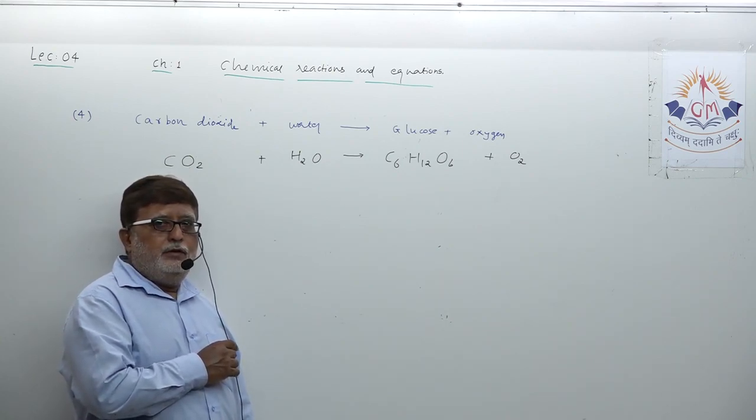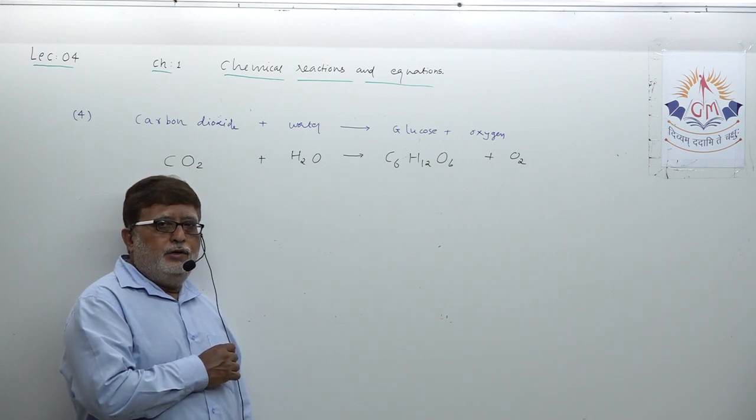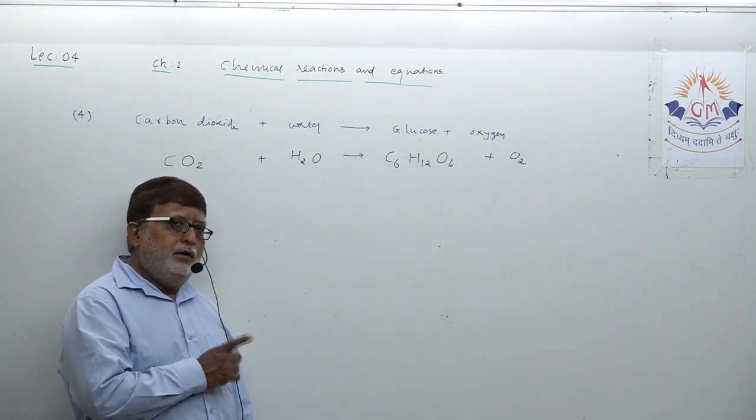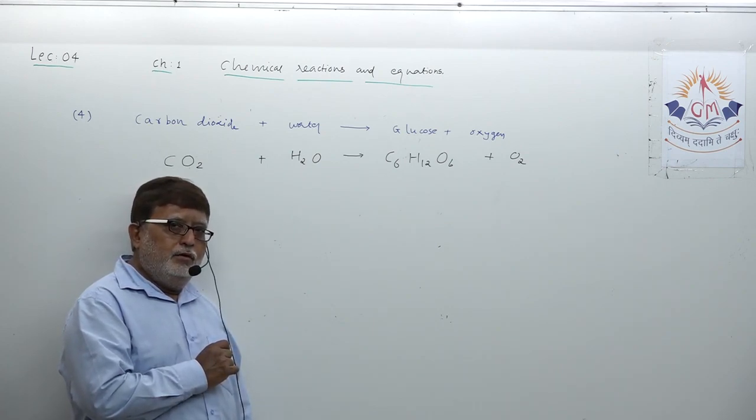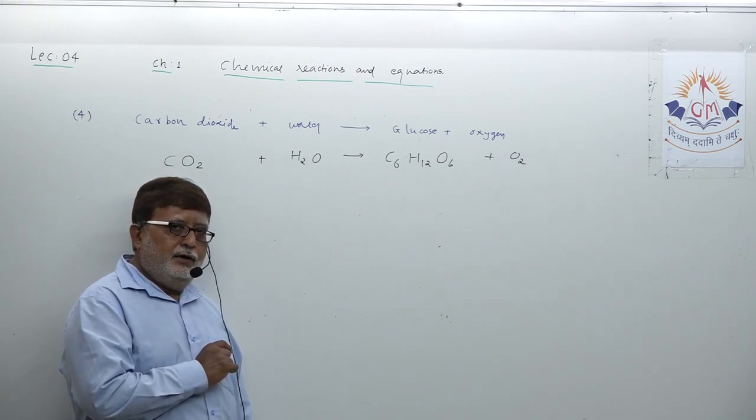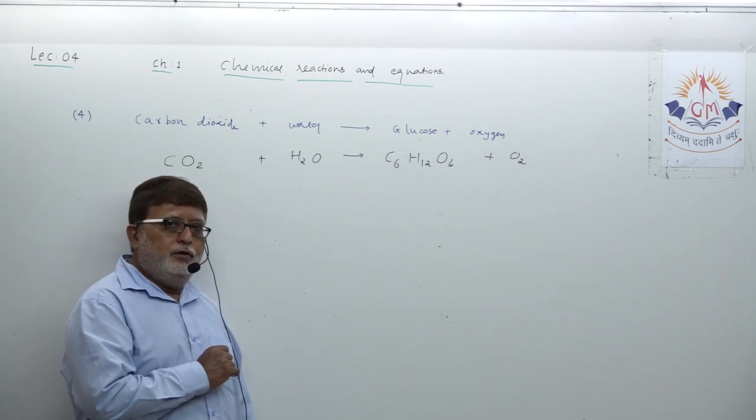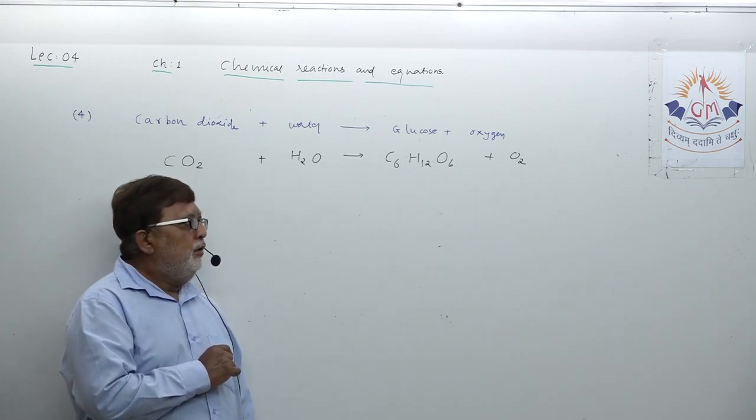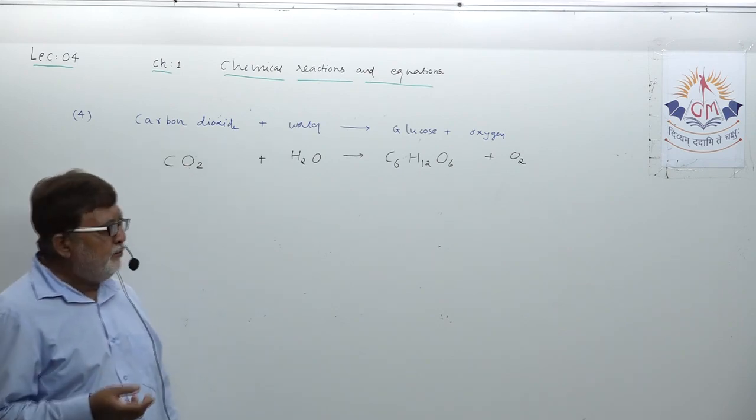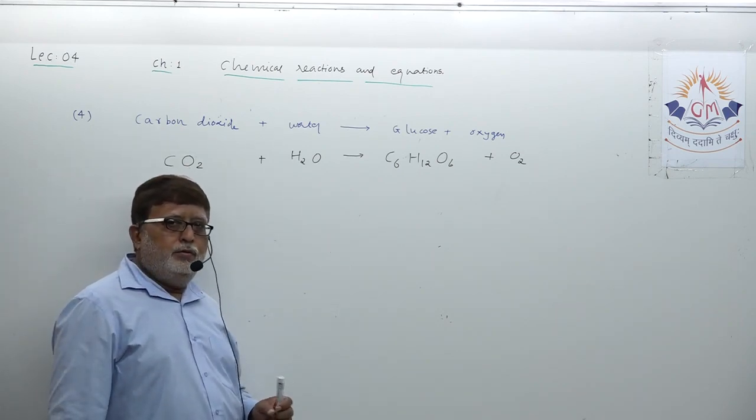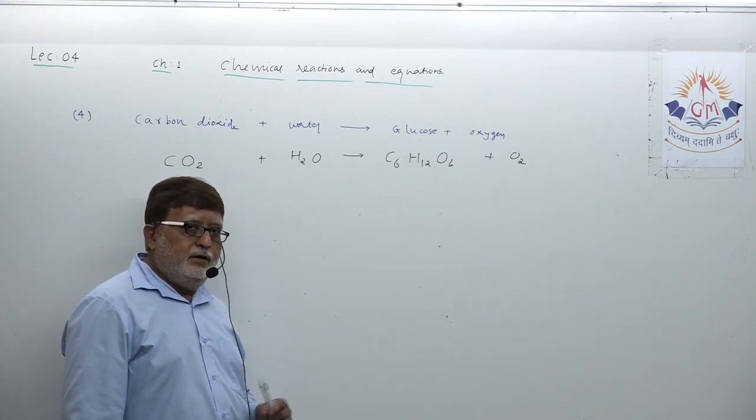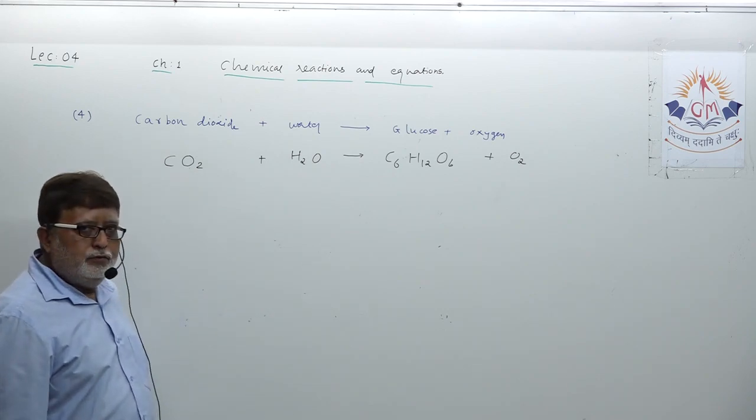Water, H2O. How many total atoms? 2 hydrogen, 1 oxygen, 3. On the product side, glucose. How many atoms? 6 carbon, 12 hydrogen, 6 oxygen, 24 atoms. Oxygen only 2 atoms. So let us select the compound having the maximum number of atoms. We got glucose.